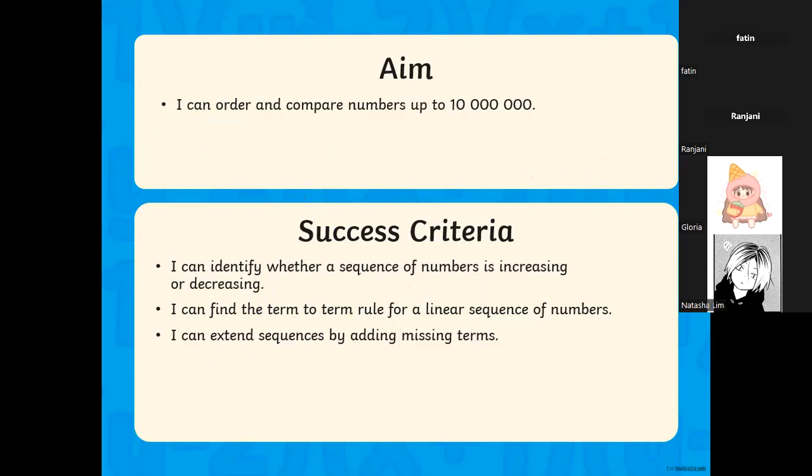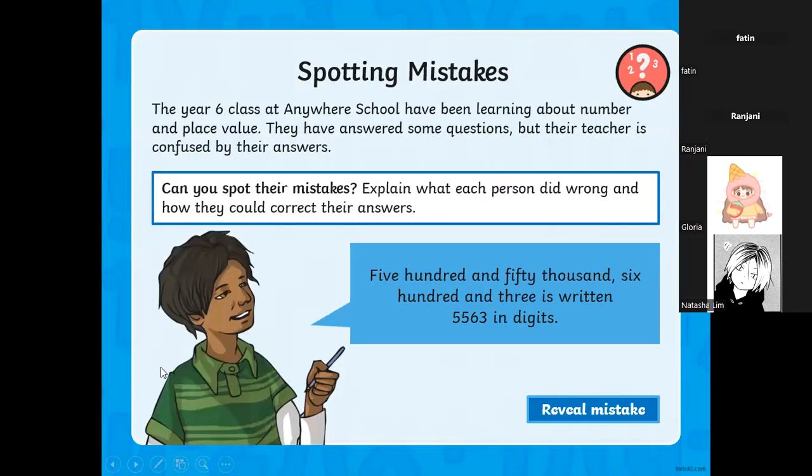Okay, so it's about finding patterns. But this time you're going to do it a bit more professionally. You're going to use the word terms. And remember algebra will visit us, that unknown thingy. All right, so let's move on. Let's look at this. There is a situation here. The Year 6 class at Anywhere School have been learning about number and place value. They have answered some questions, but their teacher is confused by the answers. Can you spot their mistakes? Explain what each person did wrong and how you could correct their answers.